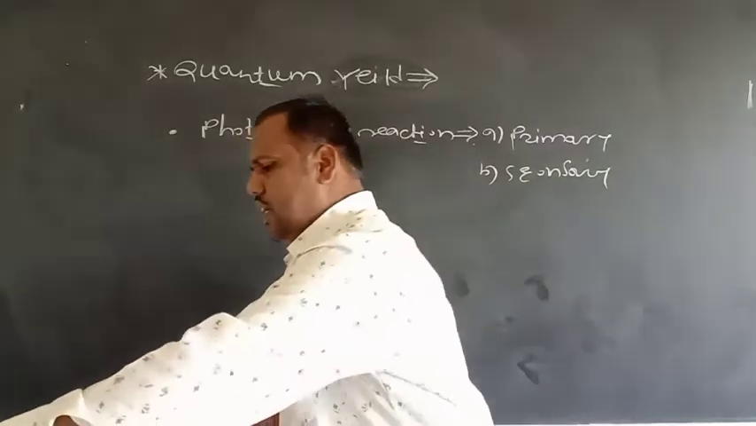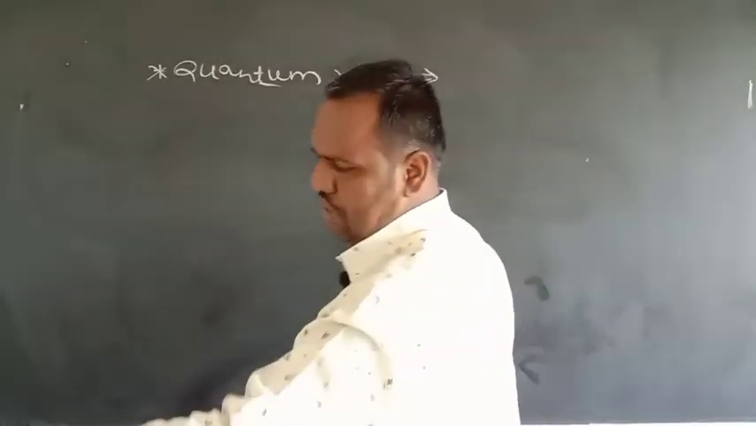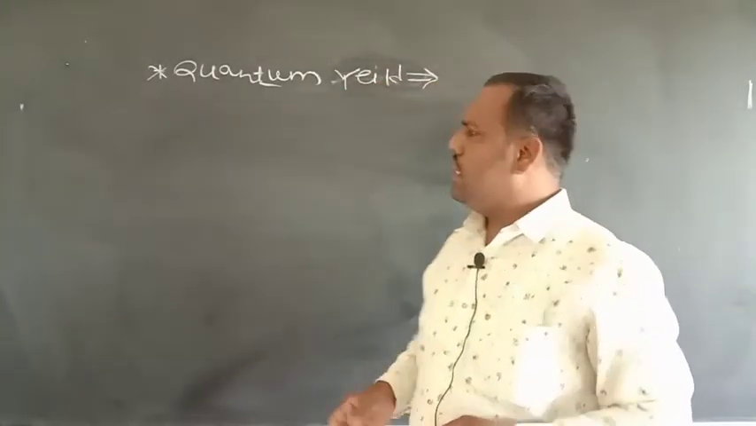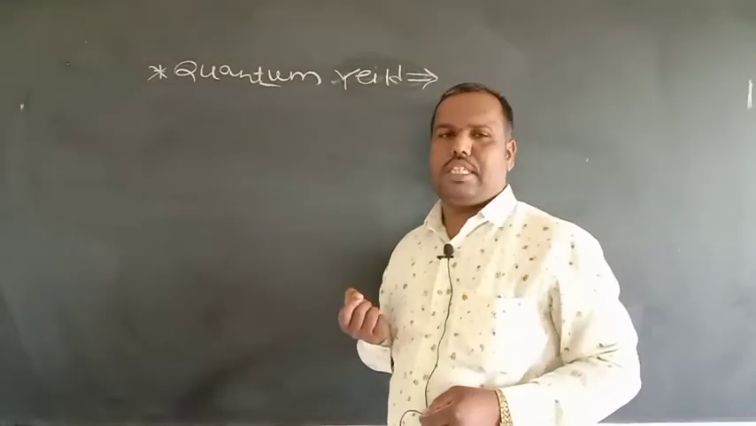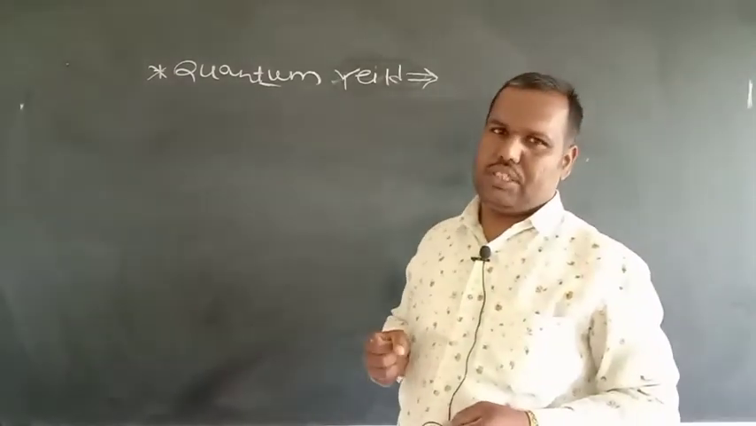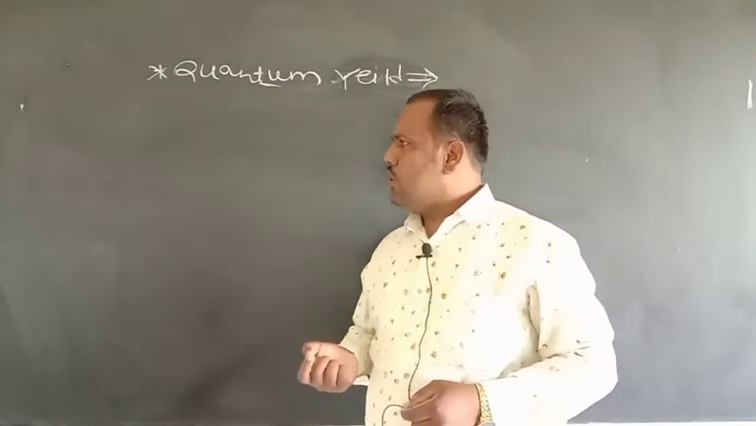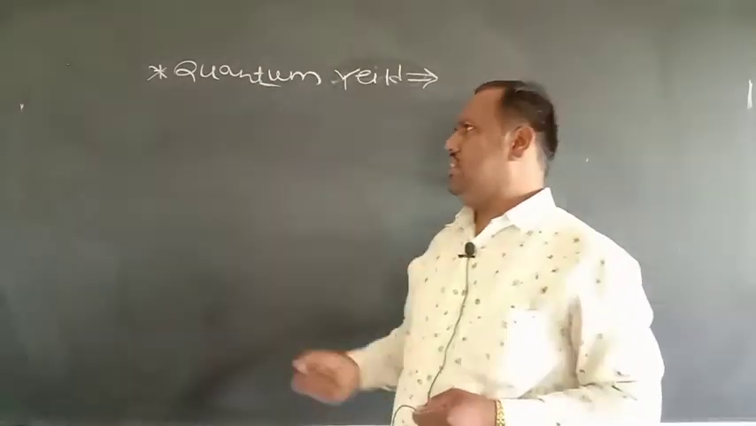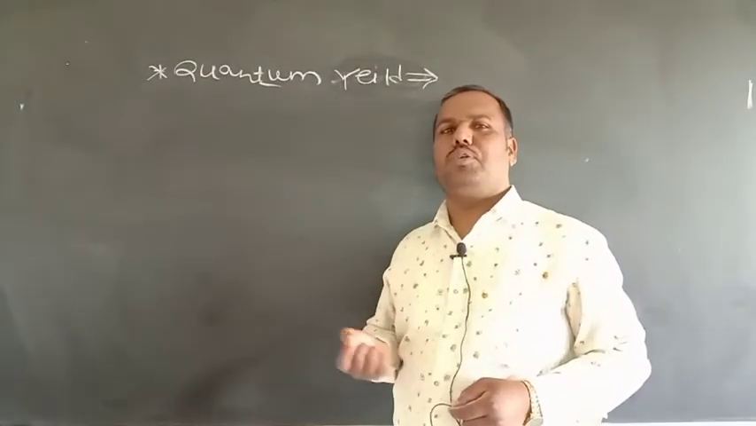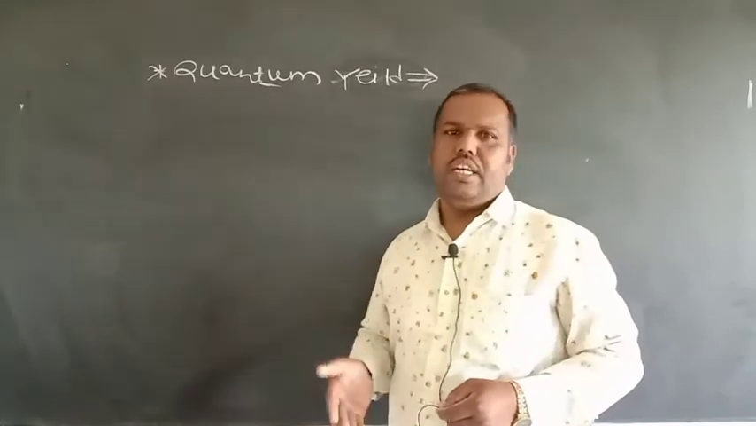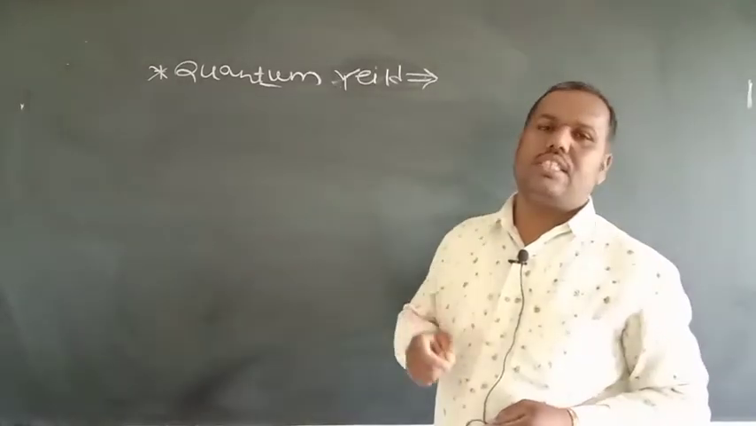So the second law of photochemistry, that is Stark-Einstein law, gives the idea that if one molecule is present, it will absorb one quanta of radiation. So we know the statement given by Stark-Einstein law, that if one molecule is present, it will absorb one quanta of radiation. And for this reaction, one molecule absorbs one quanta of radiation, gets activated and converts into the product.